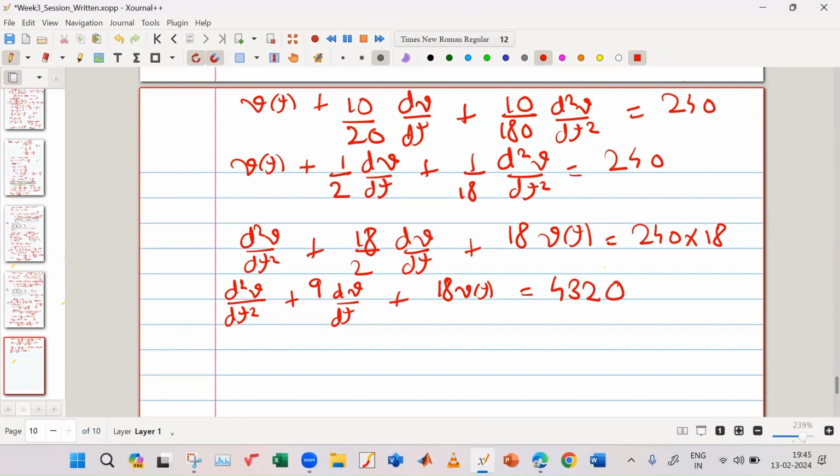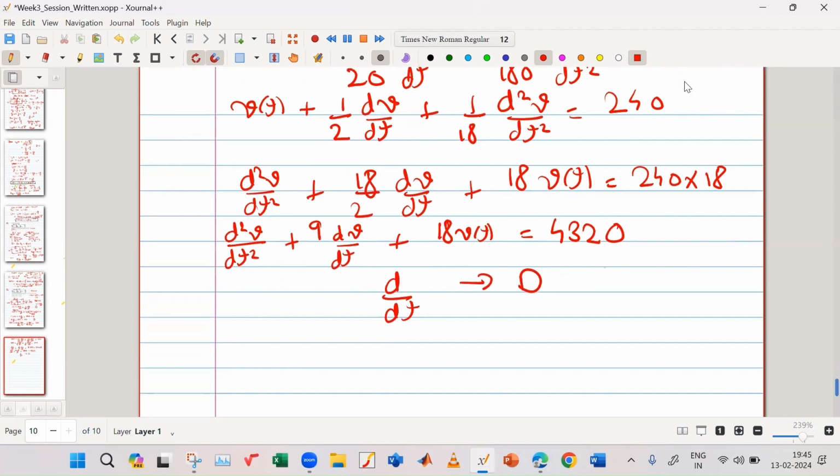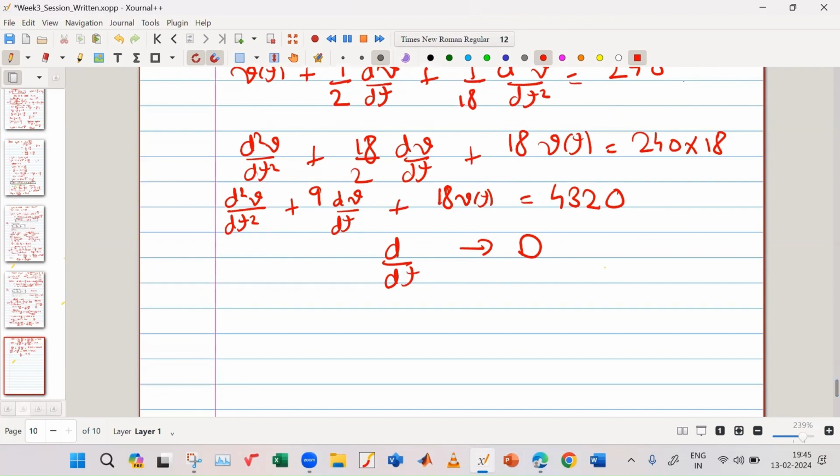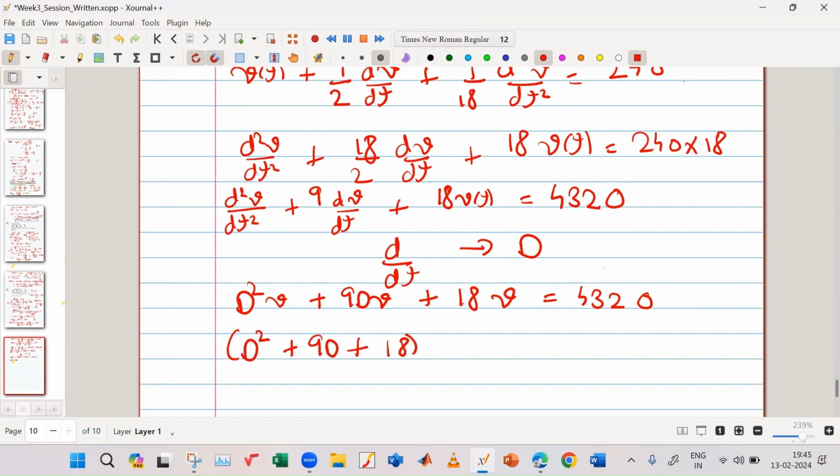So now I've got V of t, right? Now I replace d by dt with my operator D. So I will get D2V plus 9DV plus 18V is equal to 4320. So I get D2 plus 9D plus 18 into V is equal to 4320.